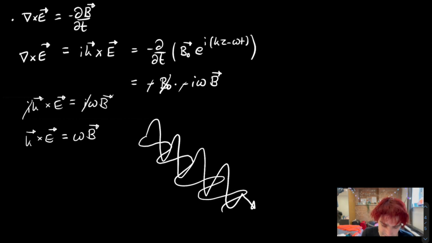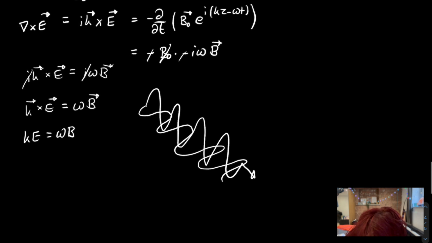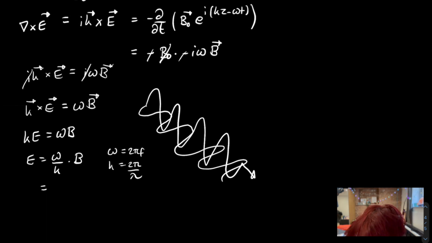But the other implication is that if we were to just take the magnitude of this equation, so we're going to turn this into a simple scalar equation, we have kE is equal to omega B. Well, let's divide both sides by k. We have E is equal to omega divided by k times B. But what is omega over k? Well, omega is 2 pi f, and k is 2 pi over lambda. So if we put this in terms of f and lambda, this will become a little bit more familiar.